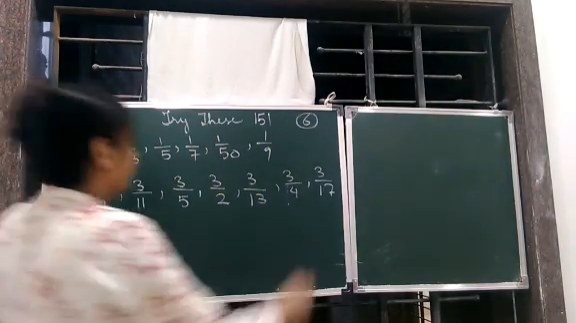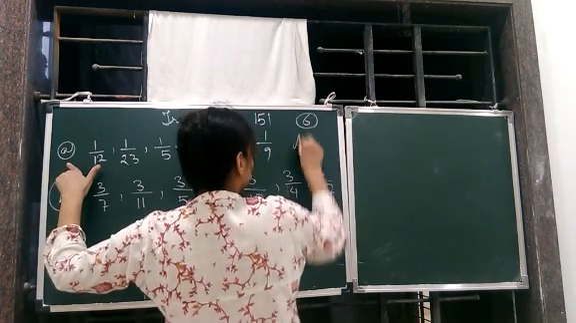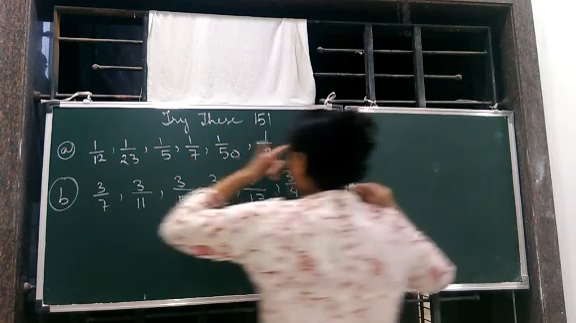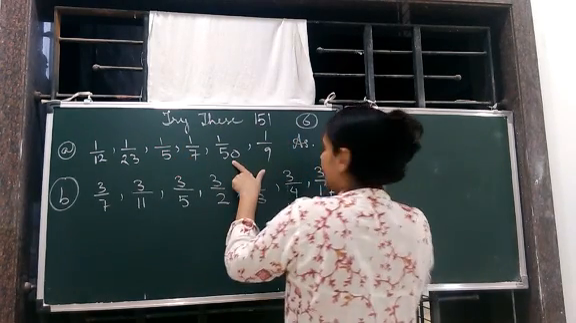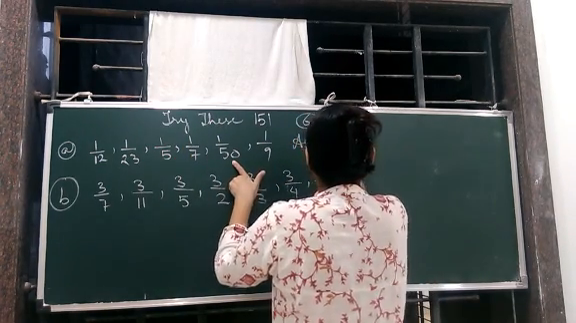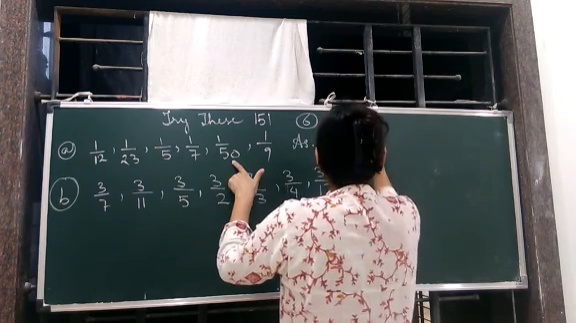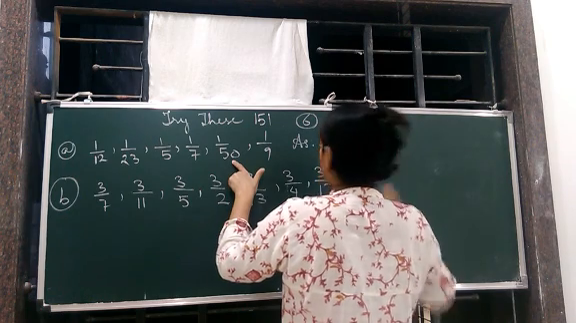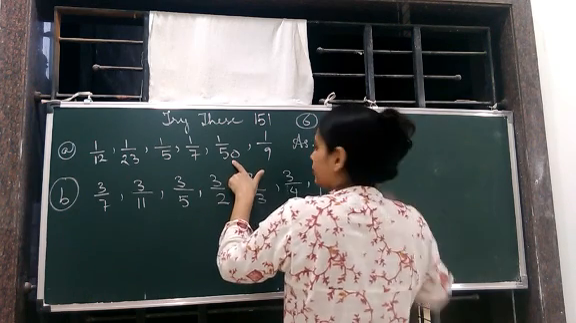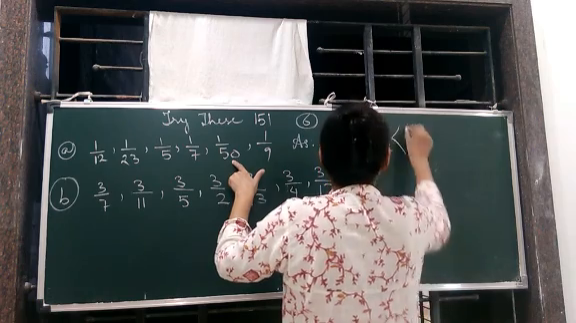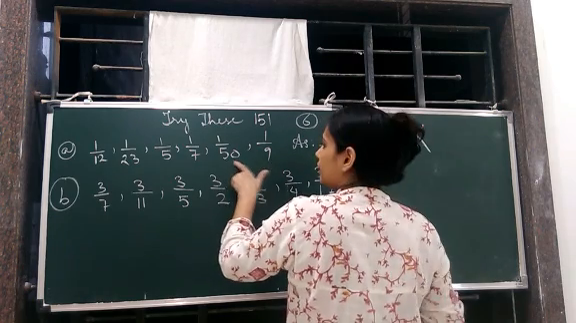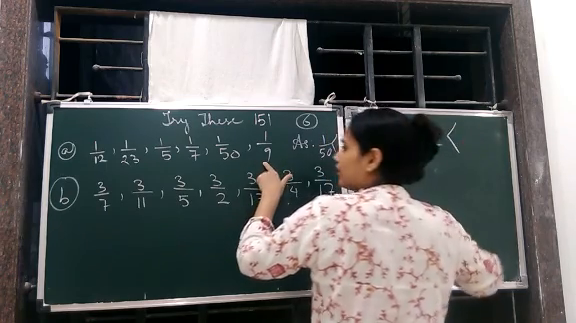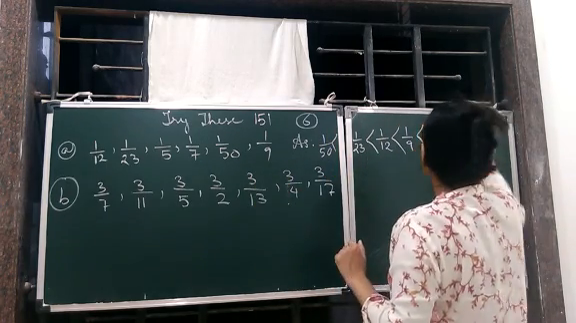So starting with the first one, ascending order. At the side there is place, so you are going to write there only. Who will be the smallest? The biggest denominator. Who is that? 1 by 50. After 1 by 50, 1 by 23. After 1 by 23, 1 by 12. After 1 by 12, 1 by 9. After 1 by 9, 1 by 7. After 1 by 7, 1 by 5.